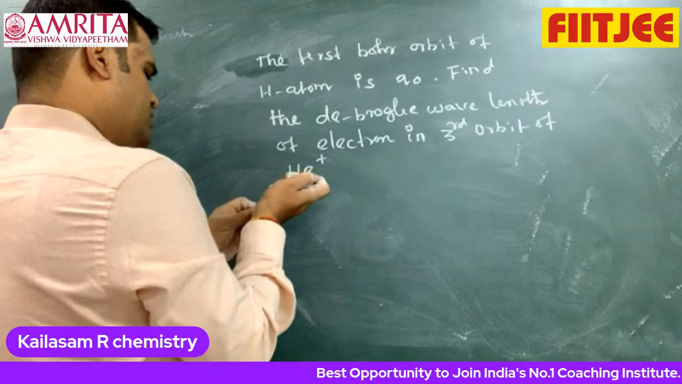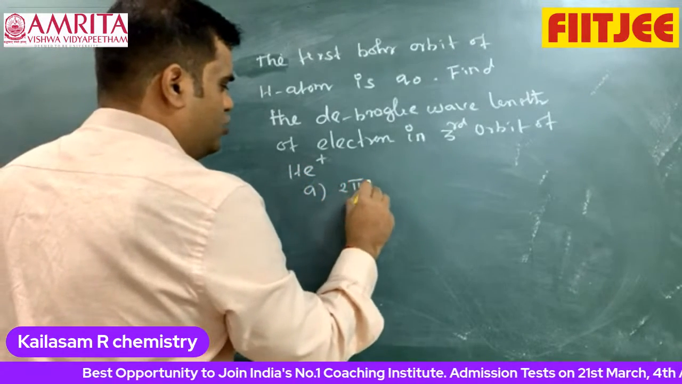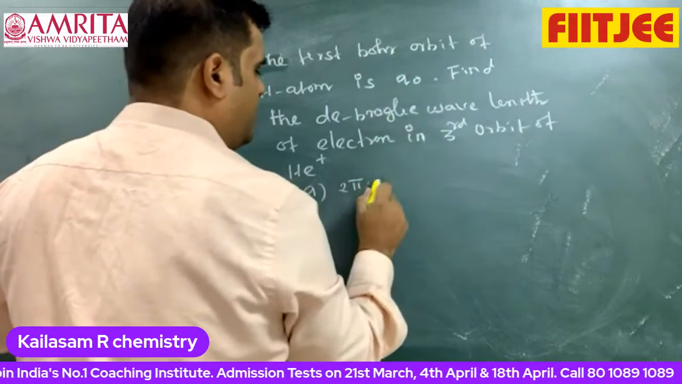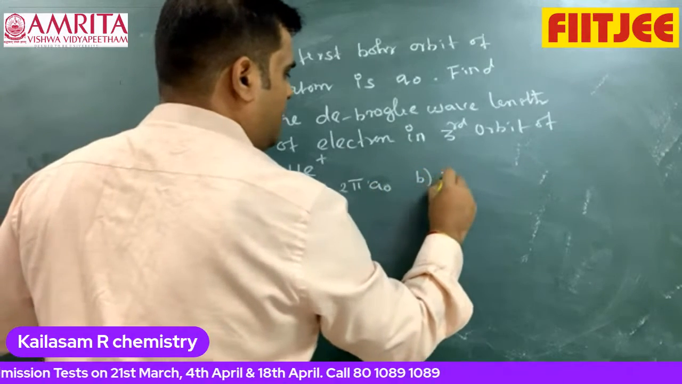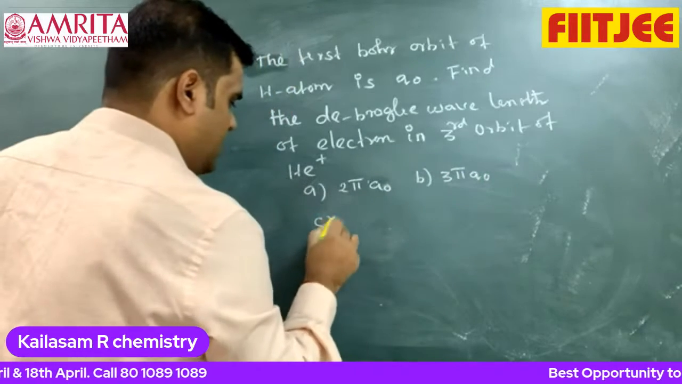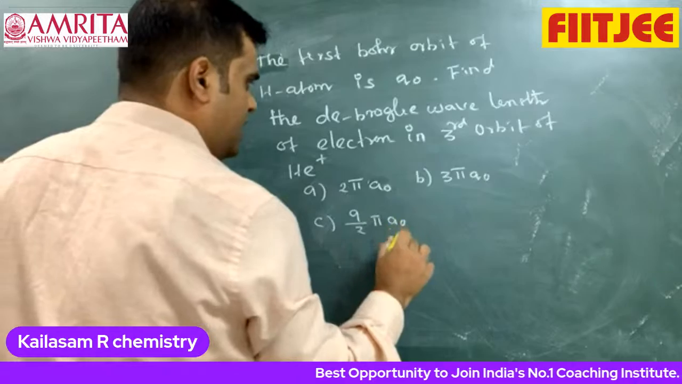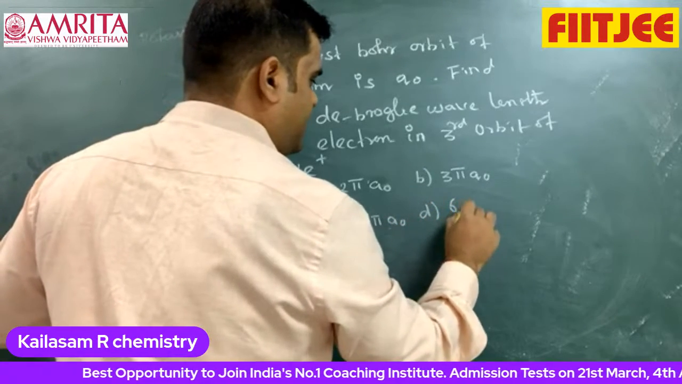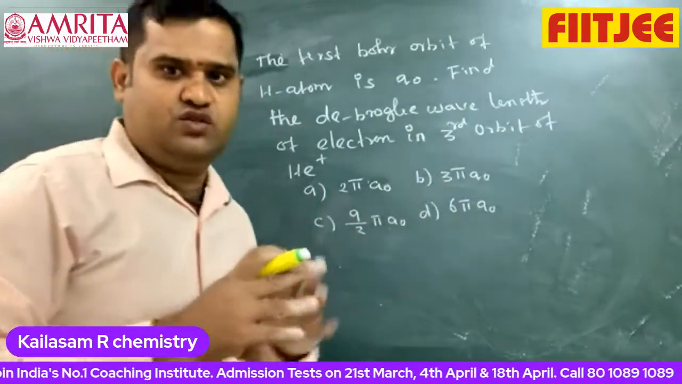I can go with that. Options are A, 2 pi a naught; B, 3 pi a naught; C, 9 by 2 pi a naught; and D, 6 pi a naught. This is the question you may expect for JEE Mains.